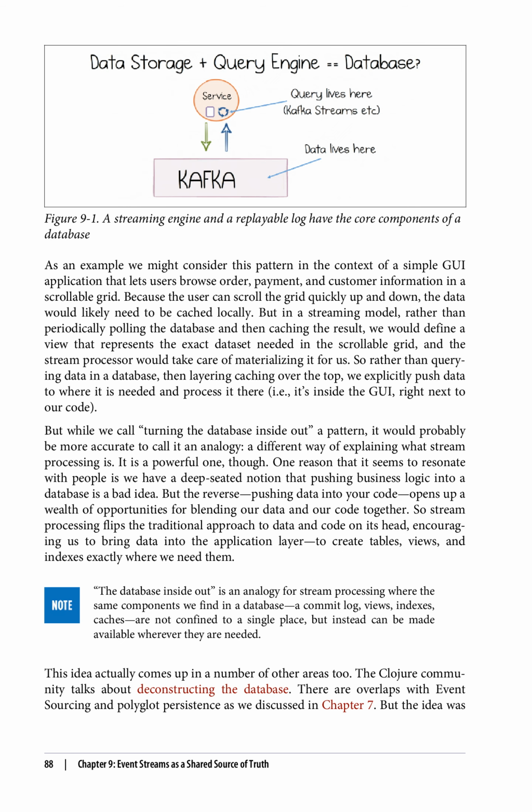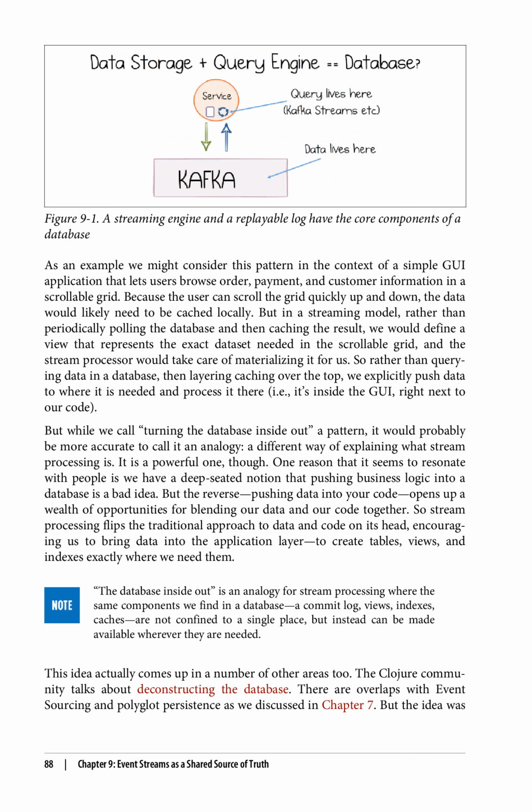Figure 9.1. As an example, we might consider this pattern in the context of a simple GUI application that lets users browse order, payment, and customer information in a scrollable grid. Because the user can scroll the grid quickly up and down, the data would likely need to be cached locally. But in a streaming model, rather than periodically polling the database and then caching the result, we would define a view that represents the exact dataset needed in the scrollable grid, and the stream processor would take care of materializing it for us. So rather than querying data in a database, then layering caching over the top, we explicitly push data to where it is needed and process it there, i.e., inside the GUI, right next to our code.